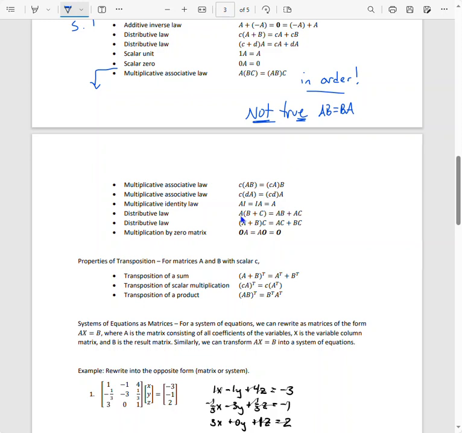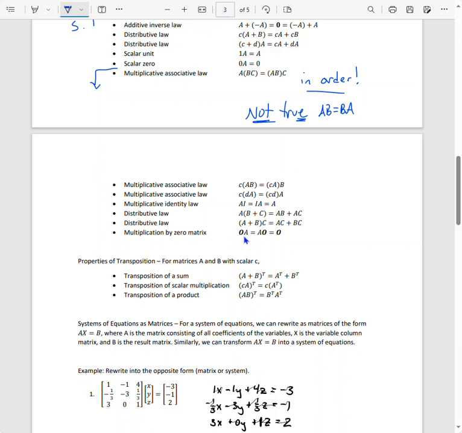Distributive law. If you're multiplying a matrix A times a sum B plus C, then you can multiply A times B and then A times C in that order. If you're multiplying a sum by a matrix C, then you can multiply A times C and B times C. Notice the order is preserved.